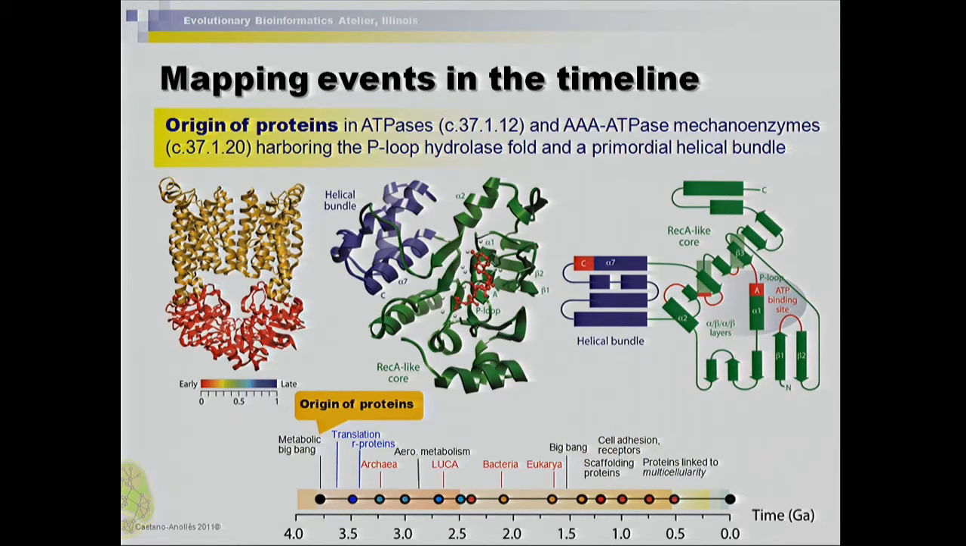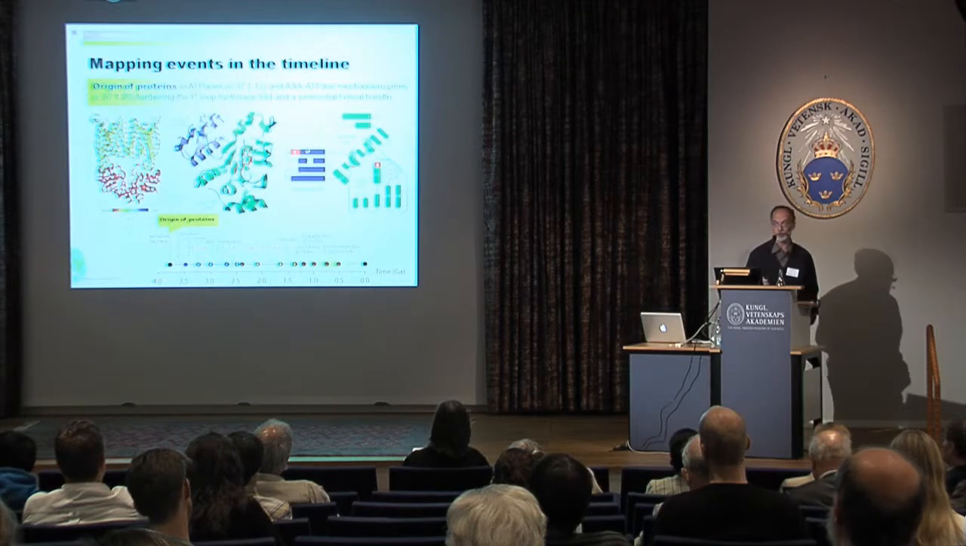And first of all, we find that the origin of proteins is in ATPases and AAA ATPase mechanoenzymes that all harbor the P-loop hydrolase fold. So this is a very unique design that interacts with ATP, has this ATP binding site, the P-loop. But very curiously, these ATPases and AAA ATPase mechanoenzymes have this helical bundle that is relegated to a part of the structure. This is quite unique within the P-loop hydrolases.